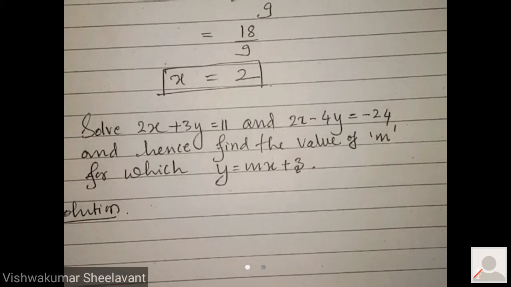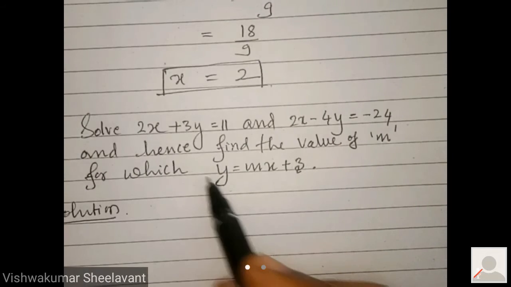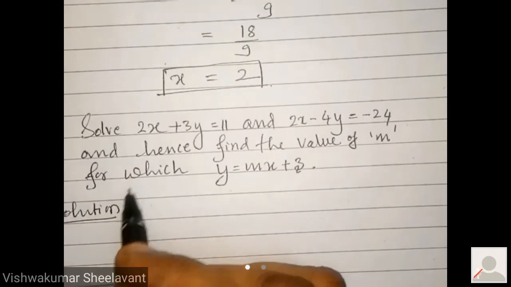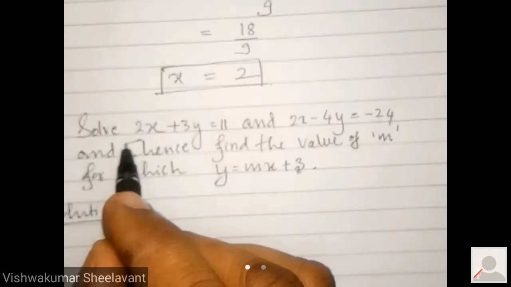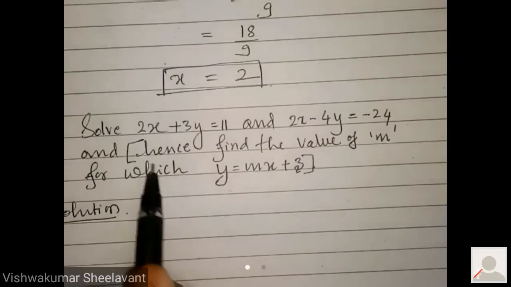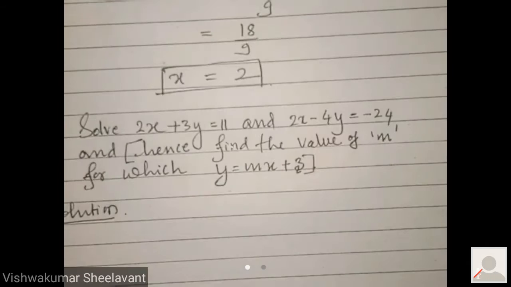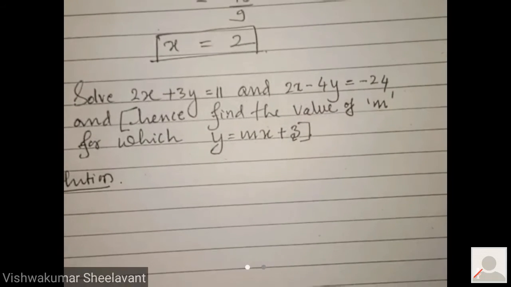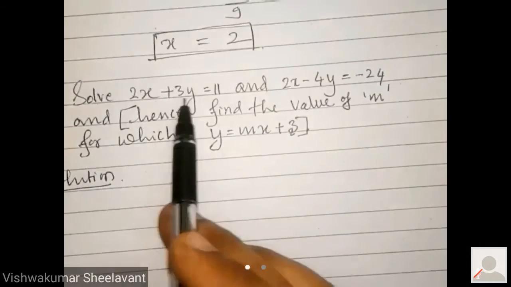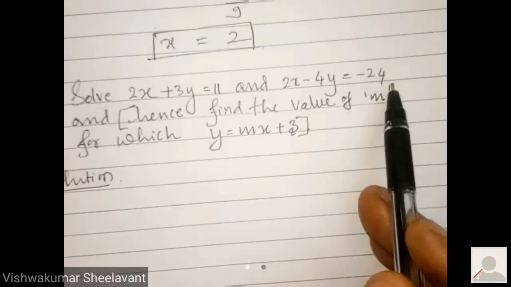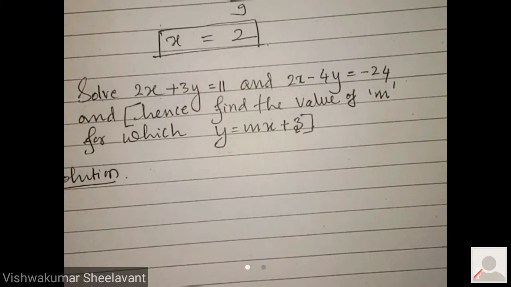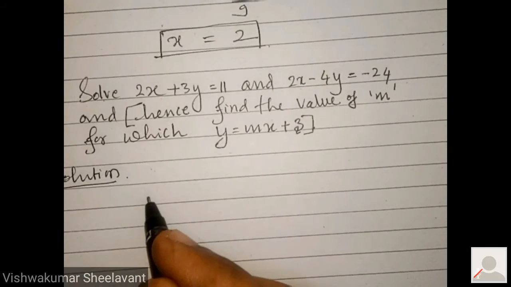So in this second main, don't worry about the second part now itself. We will worry about this after solving equation 1 and 2, not before that. Because first part is to solve 2x plus 3y equal to 11 and 2x minus 4y equal to minus 24. Again, you have to test for consistency. Don't be bored.